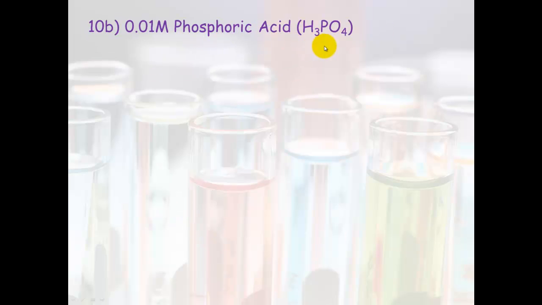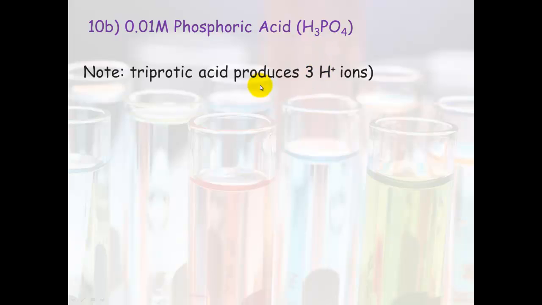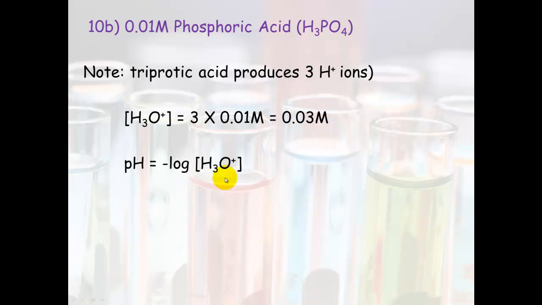Phosphoric acid, however, is a triprotic acid, so each one will produce 3 hydrogen ions. So to find the hydronium concentration, you need to multiply the concentration of phosphoric acid by 3. So you get a concentration of hydronium of 0.03 molar. Then just pop this into your pH equals negative log 10 H3O+, and you'll get an answer of a pH of 1.52.